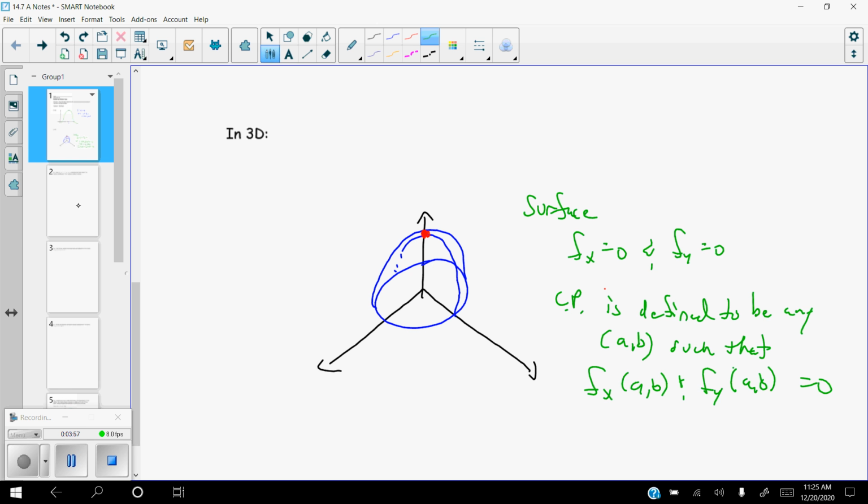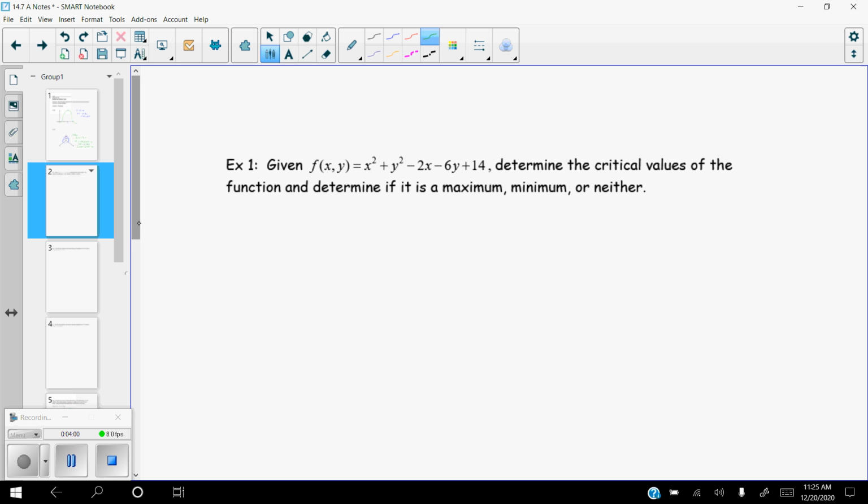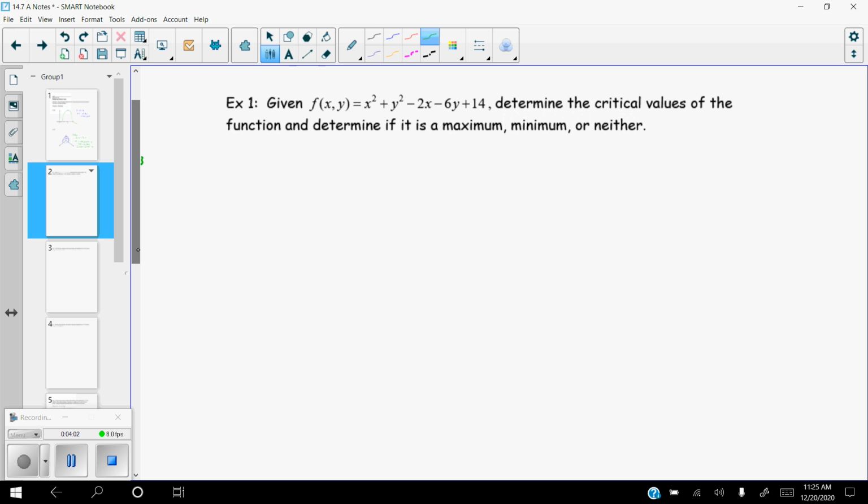All right, so let's go ahead and take a look at an example. So we've got f of x, y, which is x squared plus y squared minus 2x minus 6y plus 14. Determine the critical values of the function and determine if it's a maximum, minimum, or neither. We can have a case of neither, and I will explain that one as we get to it. So the first thing to do is take the partial derivatives and make sure that equals 0.